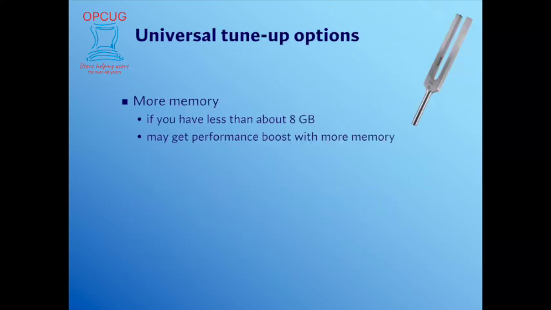There are some universal tune-up options that might cost you a little bit of money, or maybe a fair amount of money, but they may have really big bang for the buck. If you have less than about 8 gigabytes of RAM, and even 8 gigabytes nowadays is really a bare minimum, you're definitely going to have a lot of performance issues on a Windows computer. You could get a really good performance boost with more memory, and that doesn't have to be all that expensive. You can get 16 gigabytes of RAM now for, in Canadian dollars, under $100 easily. So that's about $75 American or something like that.